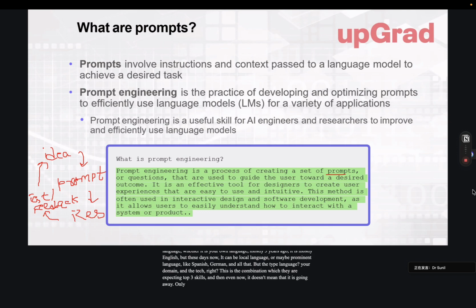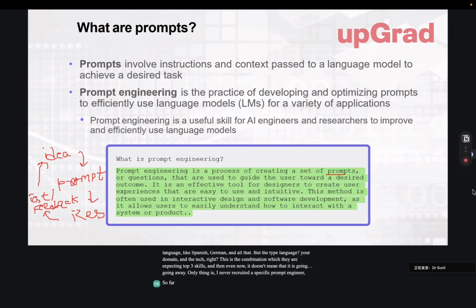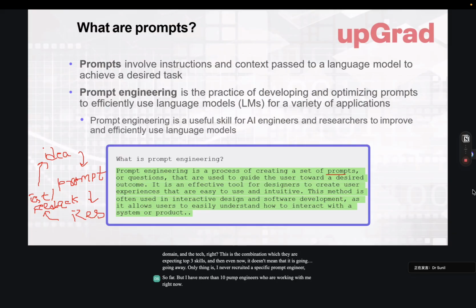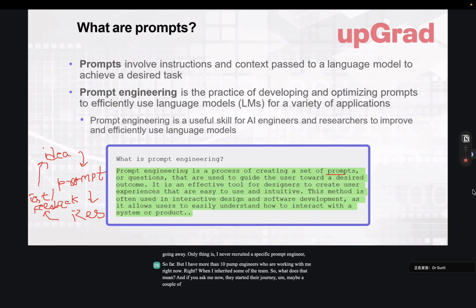Only thing is, I never recruited a specific prompt engineer so far, but I have more than 10 prompt engineers working with me right now, right? When I inherited some of the team. So what does that mean? If you ask me now, they started their journey maybe a couple of years ago, not as typical application engineers or maybe Python developers, then slowly transitioned into prompt engineers. Or some maybe joined as new engineers as well.